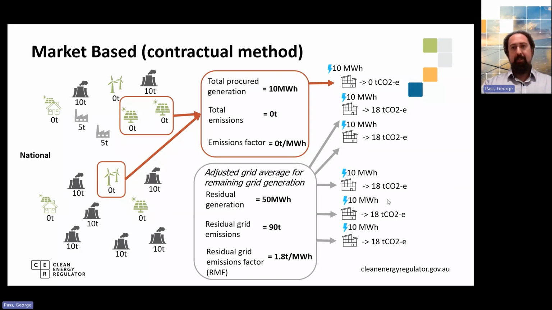What you might have noticed is that compared with the location-based example, there are winners and losers under the market-based accounting method, with winners being those who choose to procure renewable electricity or who are in areas with a higher location-based factor and so benefit from a lower residual mix factor. And the losers are those who are in areas with a lower location-based factor that don't actively procure renewable electricity.